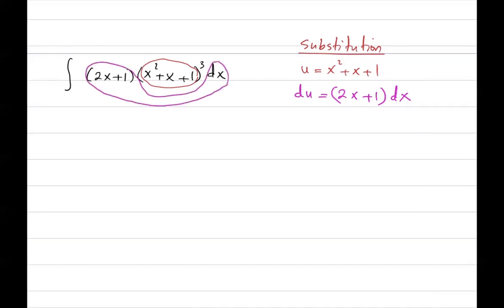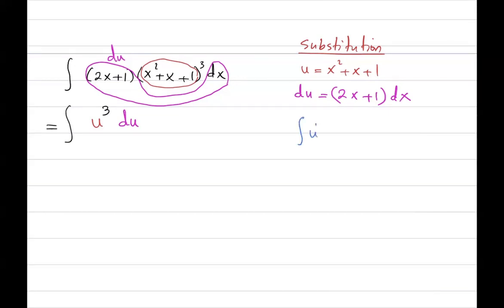This is my du. So this integral can be written as the integral of, again, this guy is du, and the quantity in red is u, so you have u to the power 3 du. From this integral in x² + x + 1 to a much simpler integral, which is u³ du. This is a familiar integral. We have seen this before.